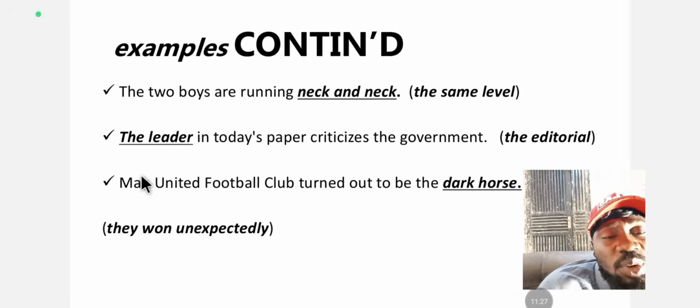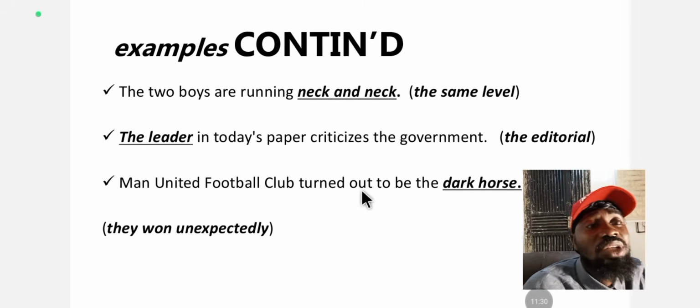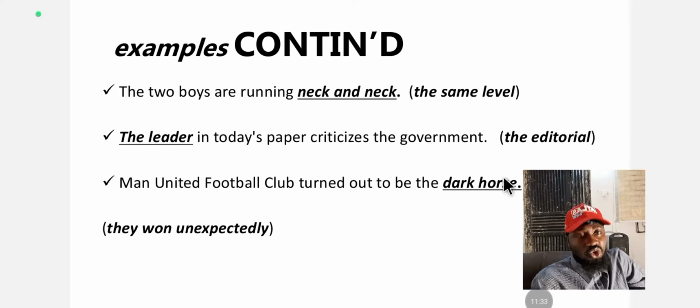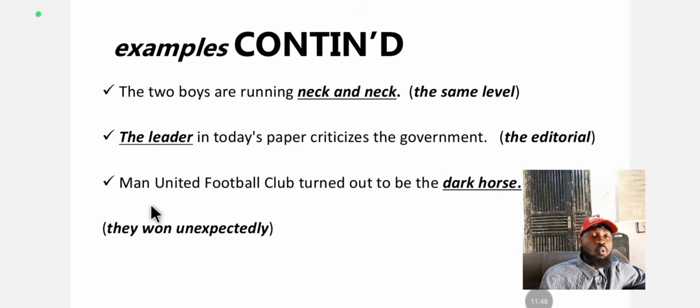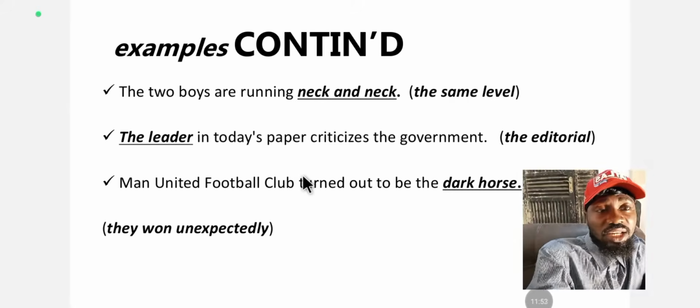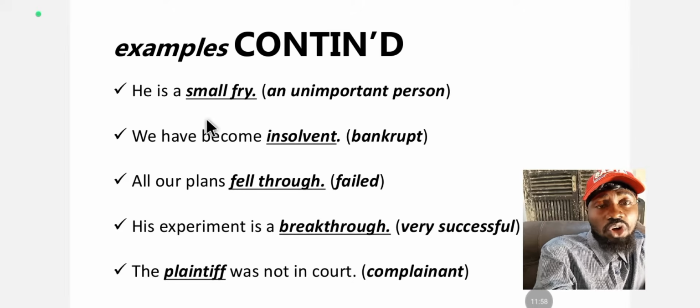The next example we have here is Man United Football Club turned out to be the dark horse. And dark horse, you can see that is bold and underlined here, is an idiom. Okay, and what does a dark horse mean? When you say someone turned into a dark horse or came out to be the dark horse, it means that they won unexpectedly. So their winning was not expected.